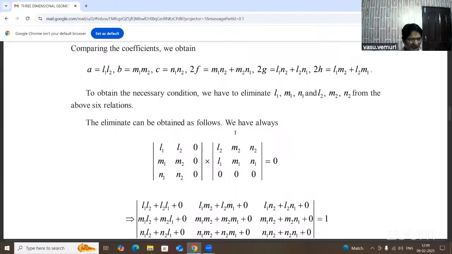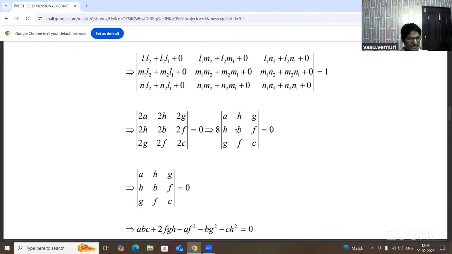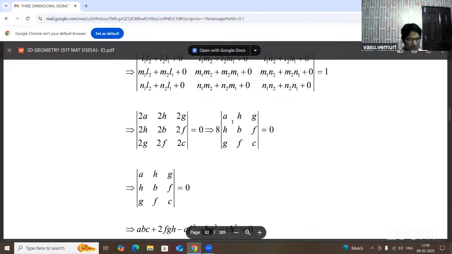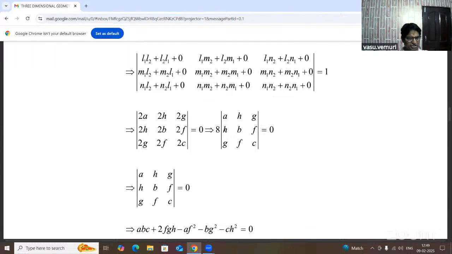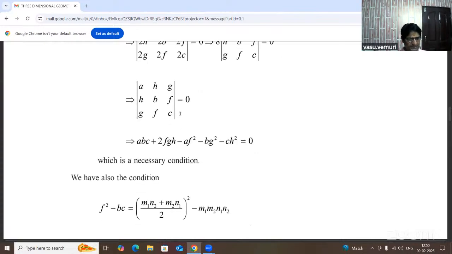After the simplification, we get the value of the determinant, substituting all the values: |a h g; h b f; g f c| equals 0. After the determinant expansion, abc + 2fgh - af² - bg² - ch² = 0. And that is the necessary condition.